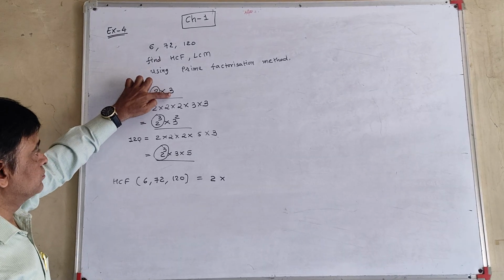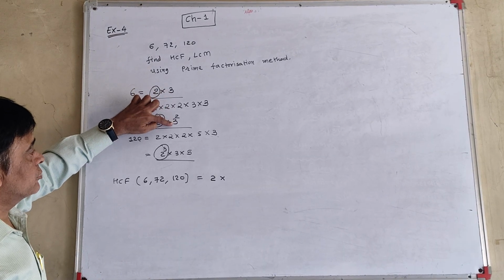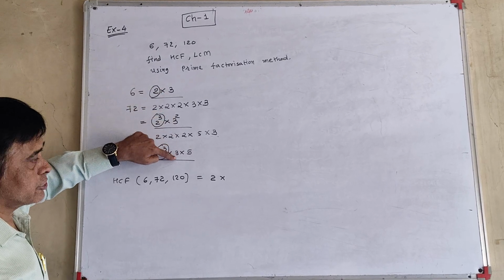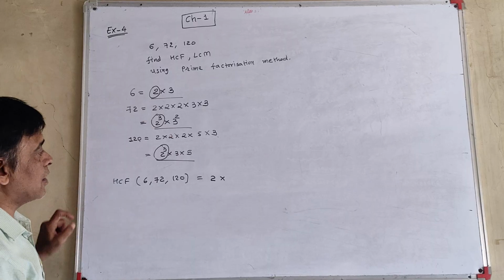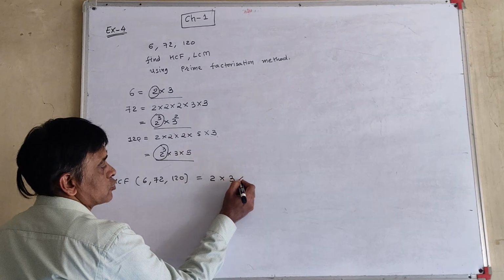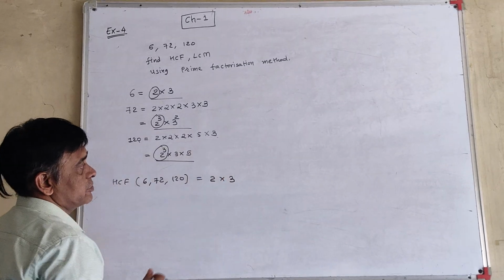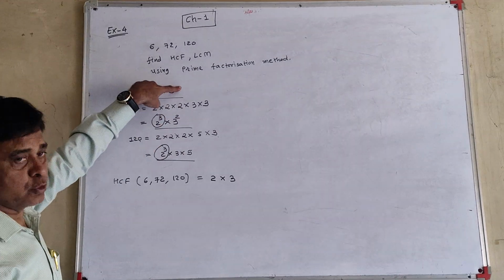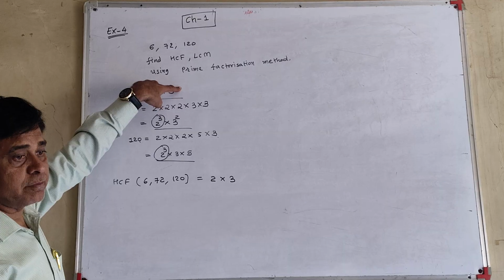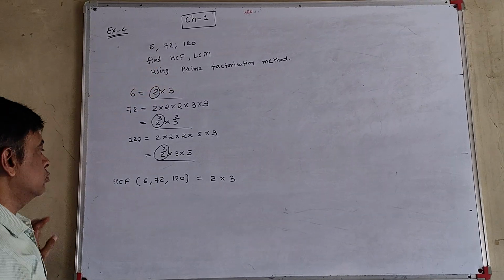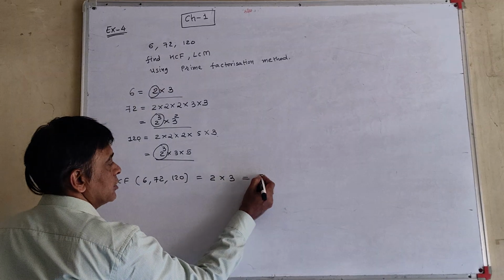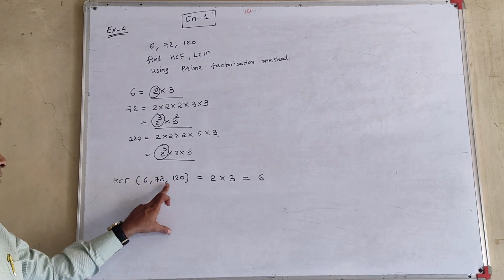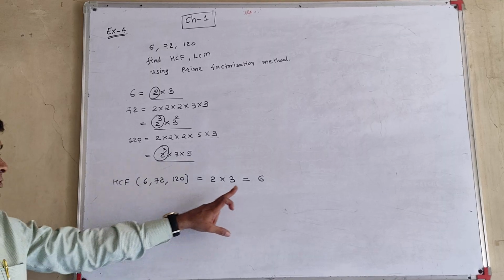Again in 3 square and 3, the common factor is 3 and the lowest power is 1. So 3 is also in the HCF. Here 5 is given, but in the other two, 5 is not there. That means 5 is not common. So HCF is 2 multiplied by 3, it is 6. So these three numbers' HCF is 6.